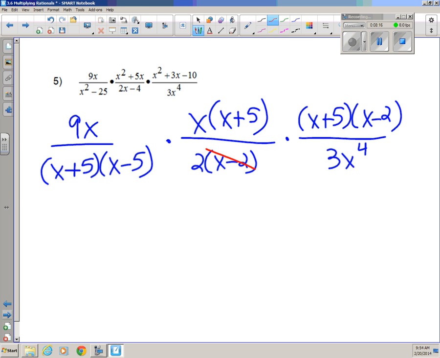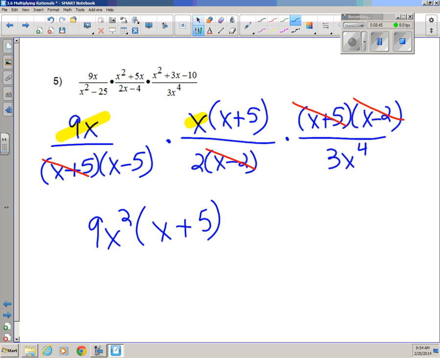Things to cancel out right now. I've got this x minus 2, that x minus 2. I've got this x plus 5, this x plus 5. It doesn't matter if you cancel out the x plus 5 in the middle fraction. Nothing else in terms of binomials can factor out or can cancel out. So my numerator becomes, now here's where I need to make sure that I combine everything. This numerator right now, this is a monomial, this is a monomial. When I actually put those together by multiplication, I'm going to get 9x squared on the top with x plus 5.